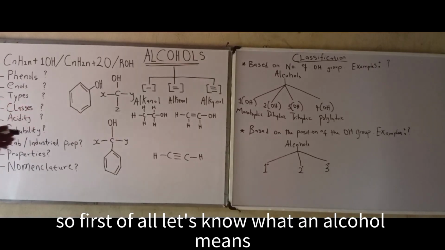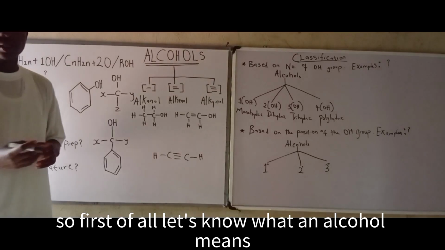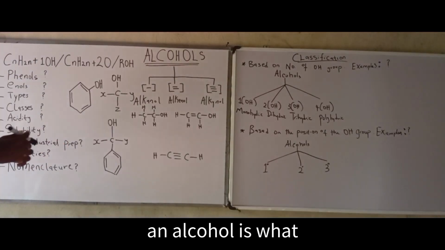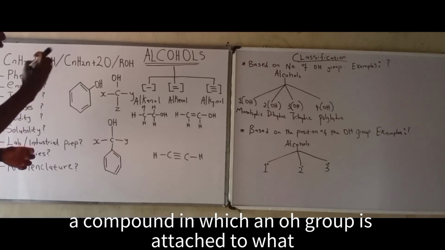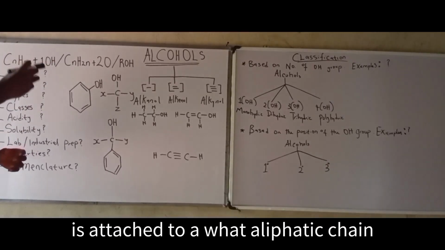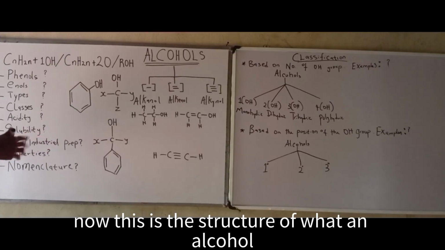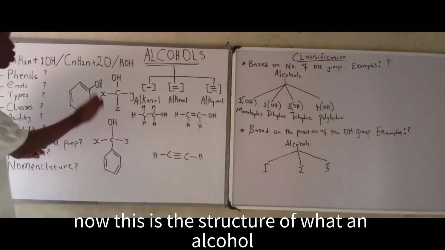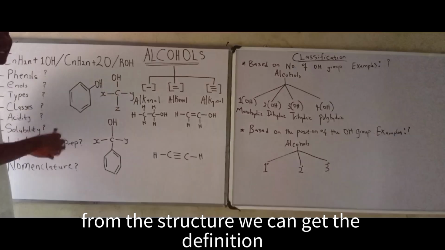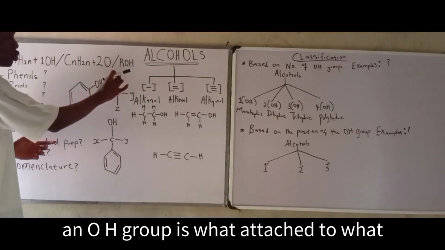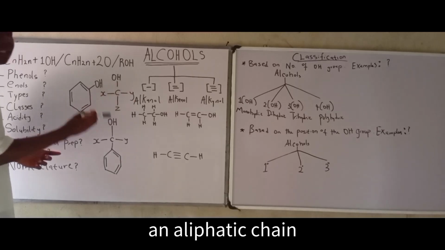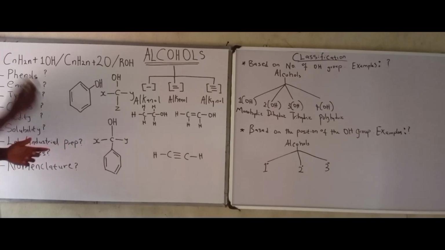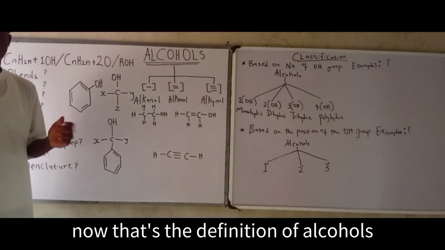First of all, let's know what an alcohol means. An alcohol is a compound in which an OH group is attached to what? An aliphatic chain. Now, this is the structure of an alcohol. From the structure, we can get the definition: an OH group is attached to an aliphatic chain. That's the definition of alcohols.